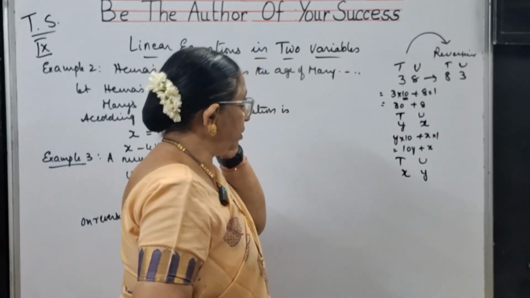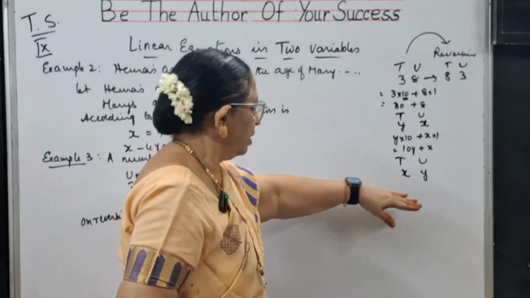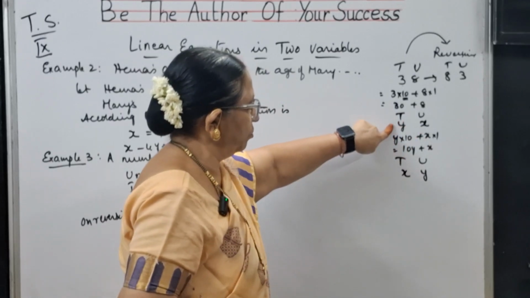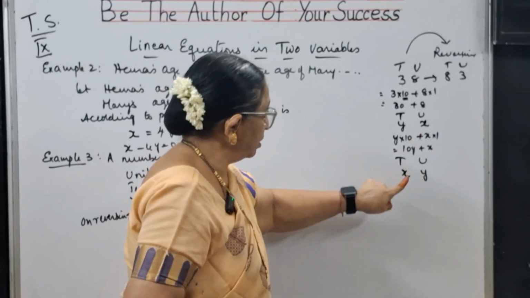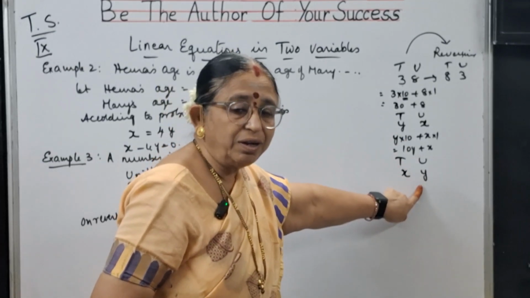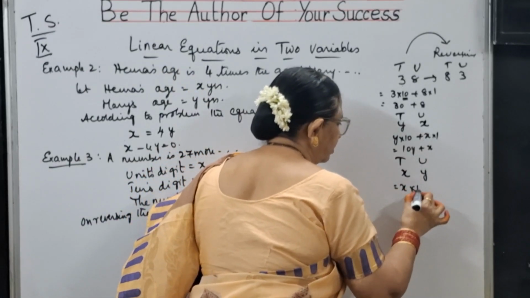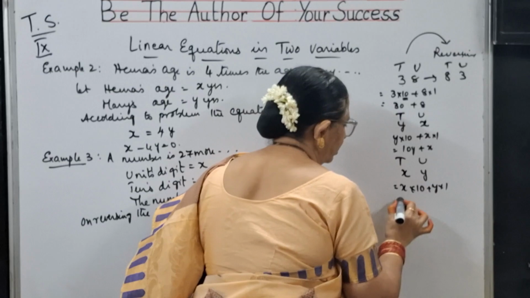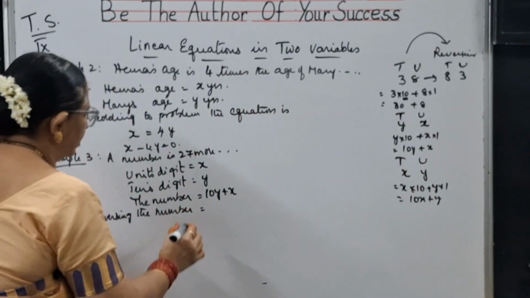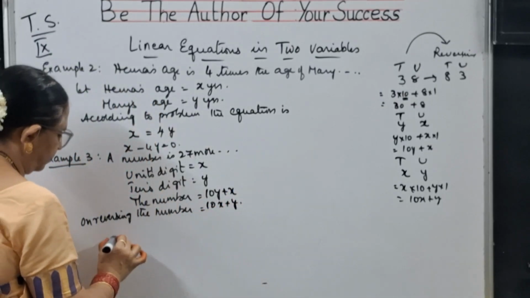What did you do? Units digit you have kept in tens digit, tens digit you have kept in units digit. Similarly here also, we have units digit x, tens digit y. Now the units digit goes to the tens place and the tens digit goes to the units place, so that you are reversing the number. So what will be the number? This is nothing but x into 10 plus y into 1. 10x plus y you are getting. So that is the number which we will be writing, 10x plus y.